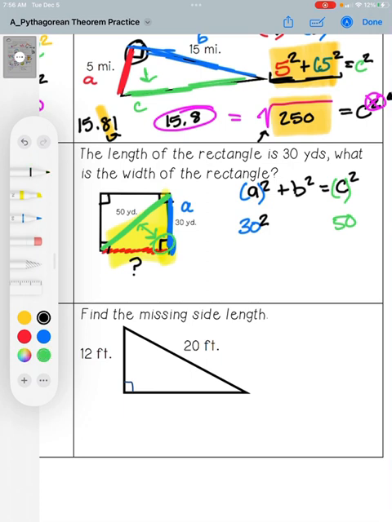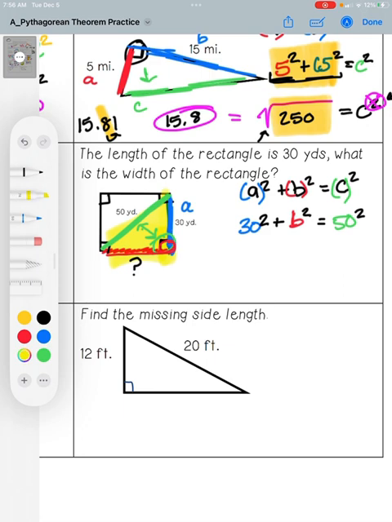And then the question mark side also touches the right angle, so that would be B, but because I don't know what it is, I'm going to keep it as B. And then just copy down the rest of the equation there. Now I've got 30 squared plus b squared equals 50 squared.